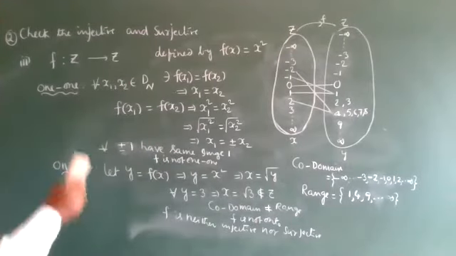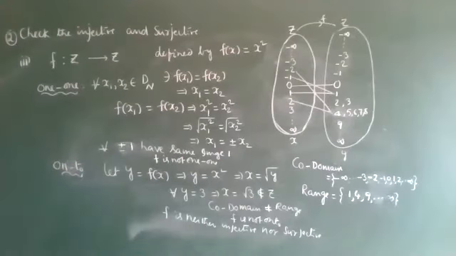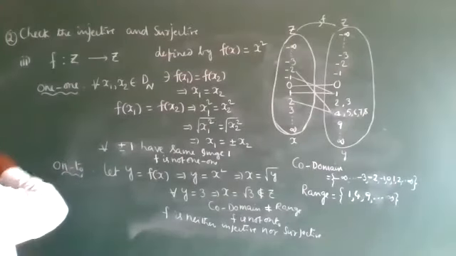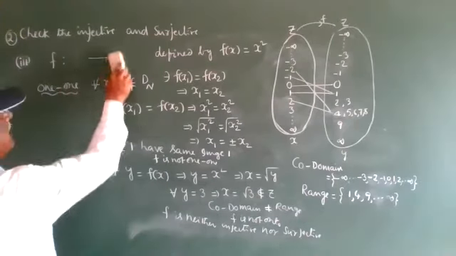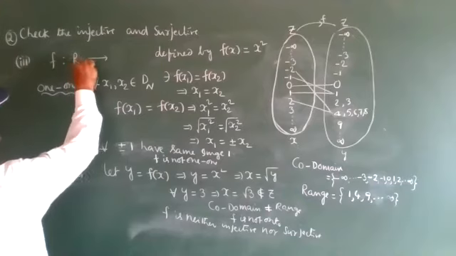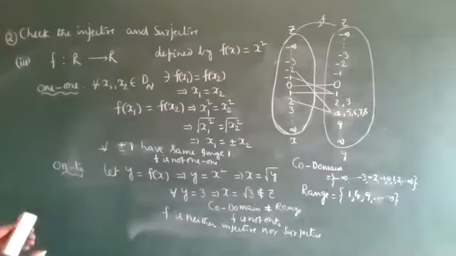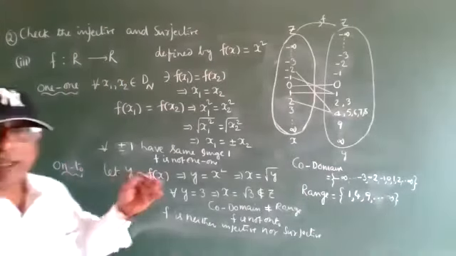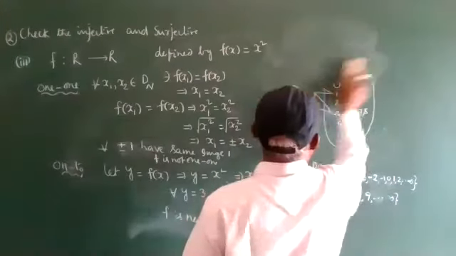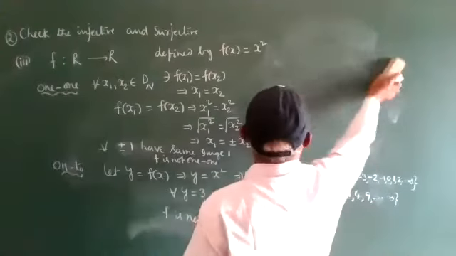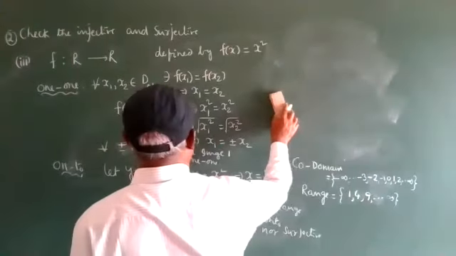Everyone see. Next, I go to the third one. Everyone observe the third one. f is a mapping from real numbers to real numbers defined by f of x is x square. Real number to real number.